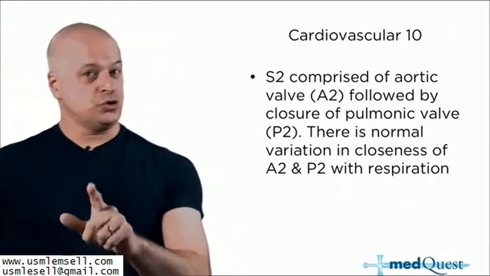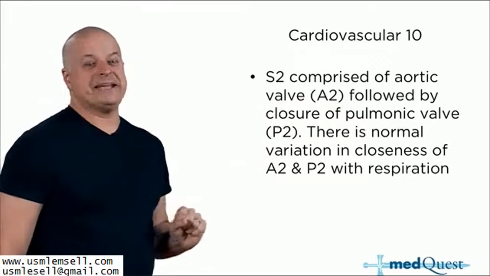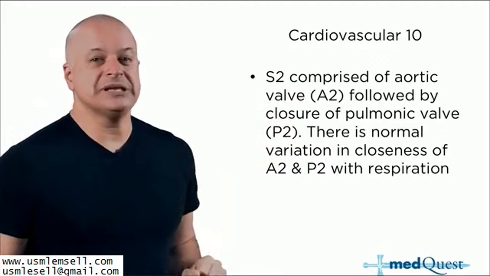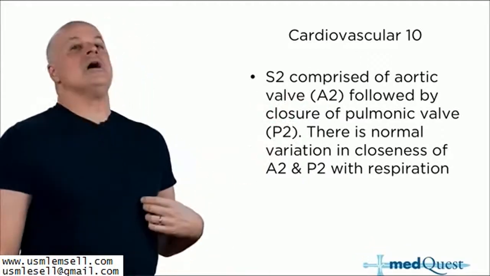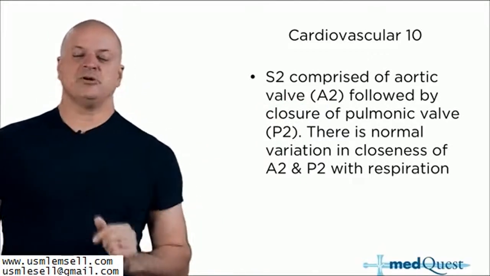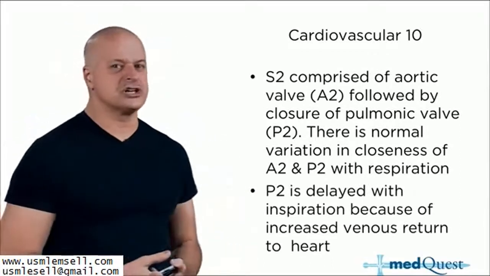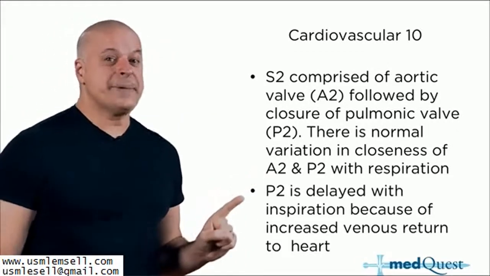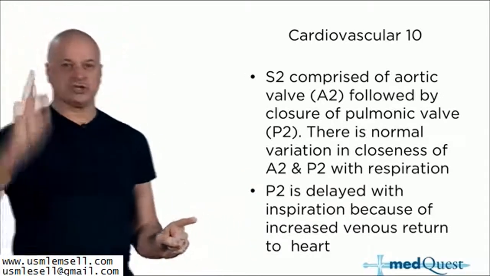The S2 is normally comprised of A2, the aortic heart sound, and a P2, the pulmonic sound. A2, aortic sound, P2, pulmonic sound. And normally there's a little bit of variation. There's a little bit of variation that when you inhale, it splits it. And when you exhale, it's less split. But the aortic valve generally closes first. Why does the aortic valve close first? Because the pressure in the aorta is greater. P2 is delayed with inspiration because of increased venous return to the heart.